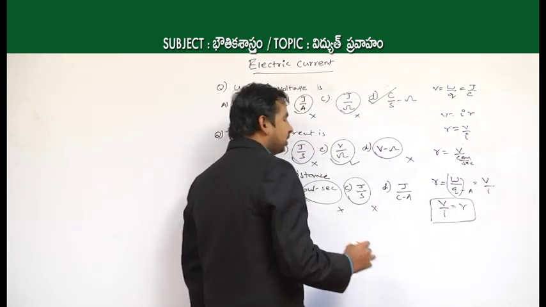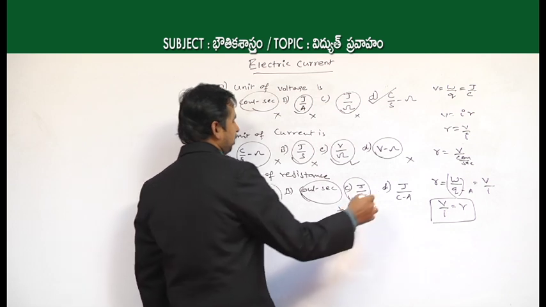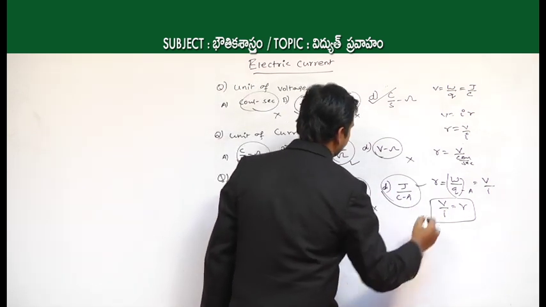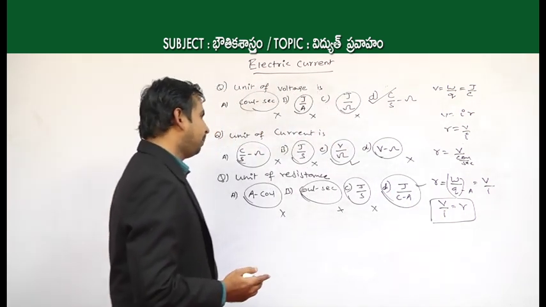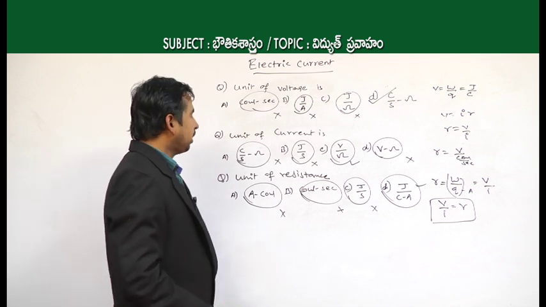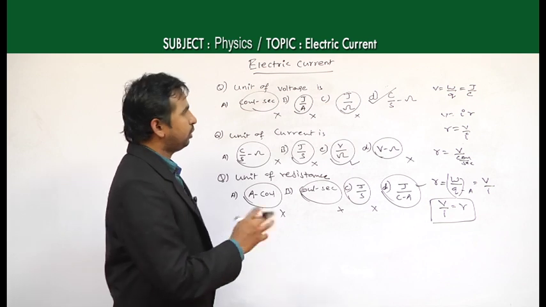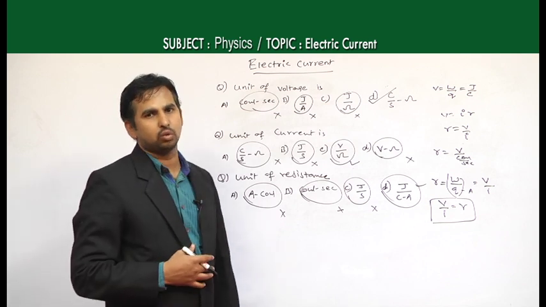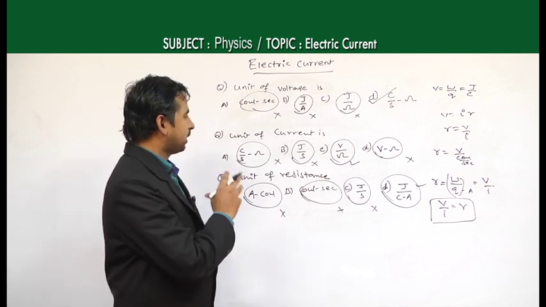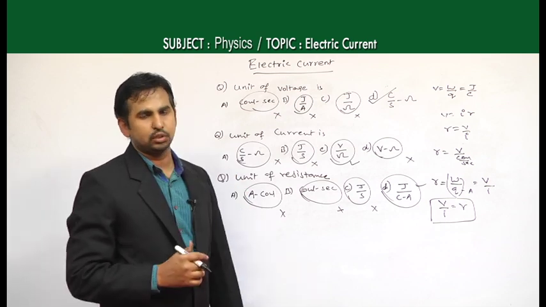So, as R is equal to V by I, the units are going to be joule coulomb ampere, that is the correct answer. Like this, depending on the units they are giving, we have to check which unit is correct for the given physical quantity, for the case of voltage, for the case of current, for the case of resistance.